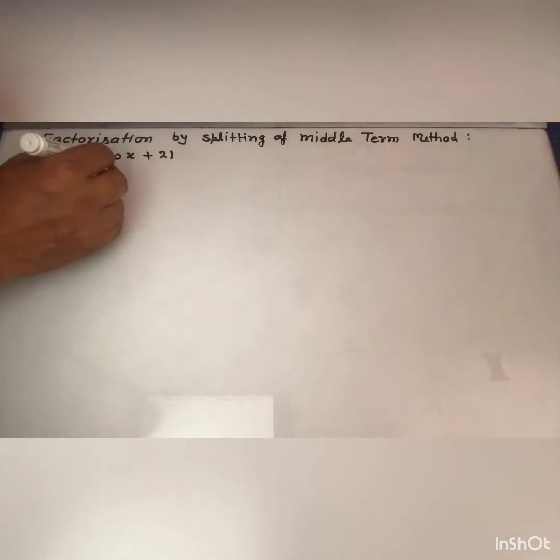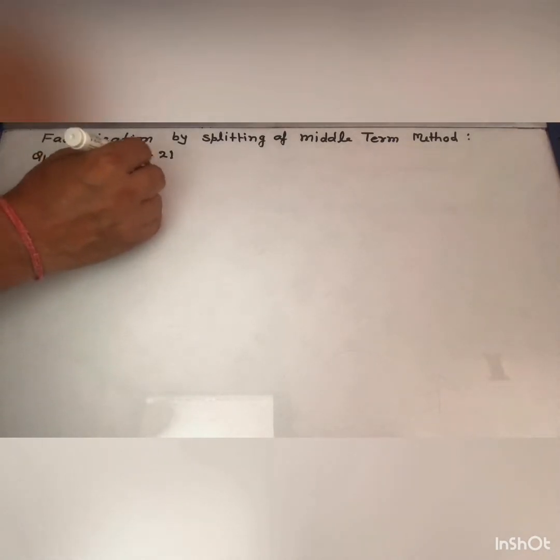Let us understand factorization by the splitting of the middle term method. Let the question be x square minus 10x plus 21. First of all, we see that this expression is given in the form ax square plus bx plus c.